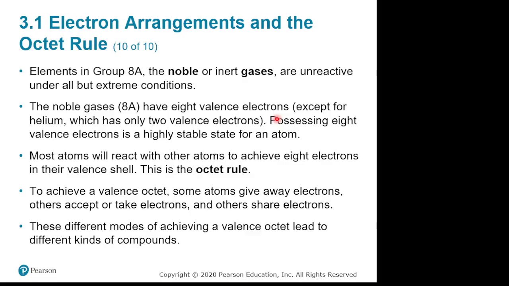Most atoms are going to react with other atoms to achieve 8 electrons in their valence shell. This is what's referred to as the octet rule. I'm going to teach you the octet rule because it pops up everywhere in chemistry. I absolutely hate the name. It is the dumbest naming you could come up with because it only works on one period. Octet meaning 8, like octopus. So period 2 is the only period where it actually holds completely.